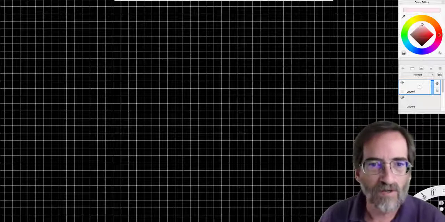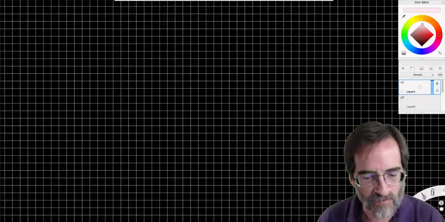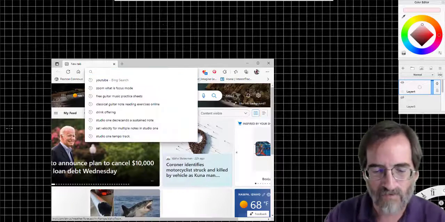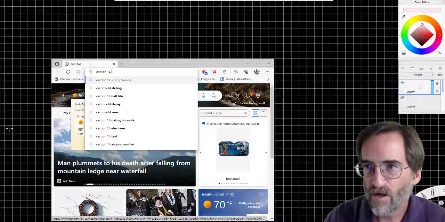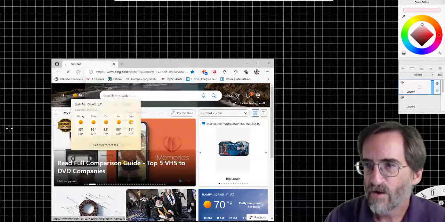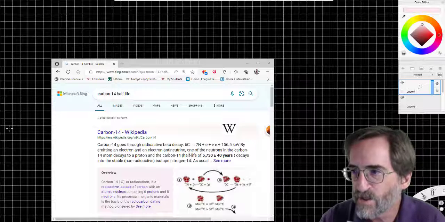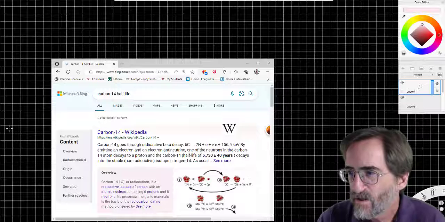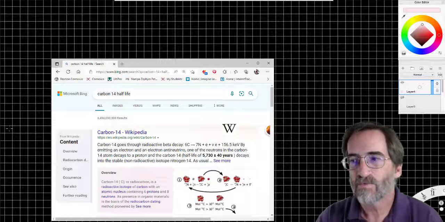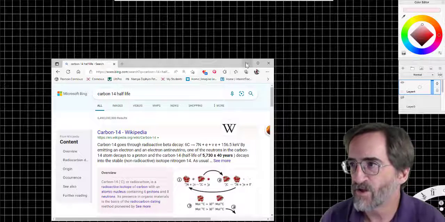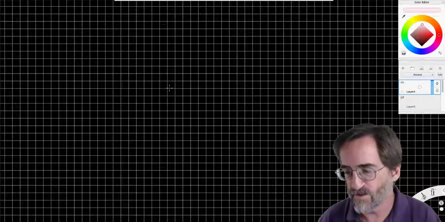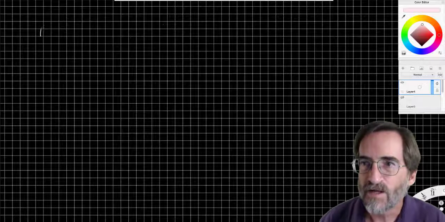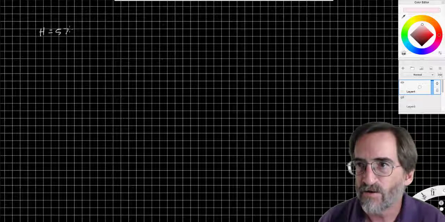So if I look up, for example, the half-life of carbon-14. Carbon-14, half-life. Okay, that is a known number. Half-life of about 5,730 years, right? 5,730 years, plus or minus 40. 5,730 years is the half-life of carbon-14. Okay, so let's say H, 5,730 years.